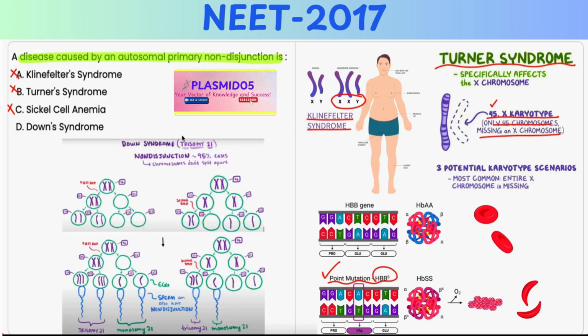Option D, Down syndrome. Now, non-disjunction refers to the failure of the chromosome to separate properly during meiosis, and it leads to the gametes with an abnormal number of chromosomes. So Down syndrome is caused by trisomy 21. That means there is an extra copy of chromosome 21. And this condition arose from non-disjunction during meiosis. Hence, it is the correct option.